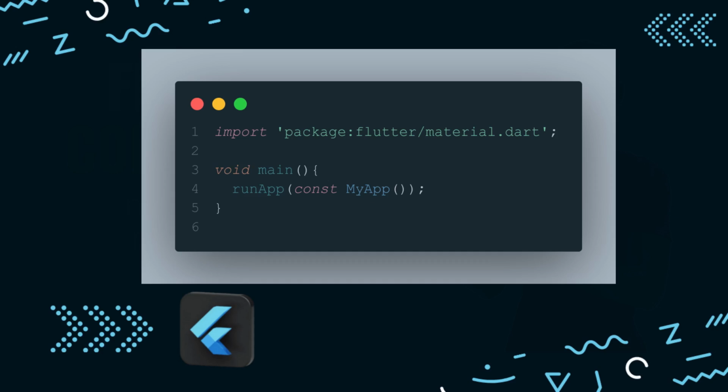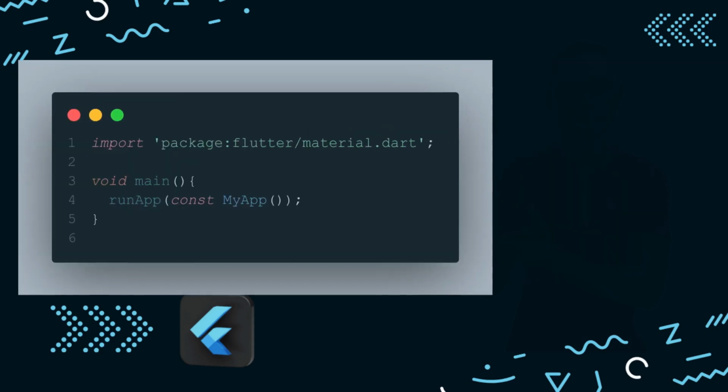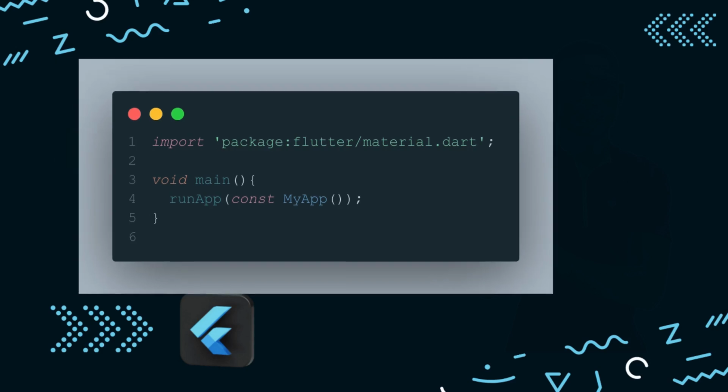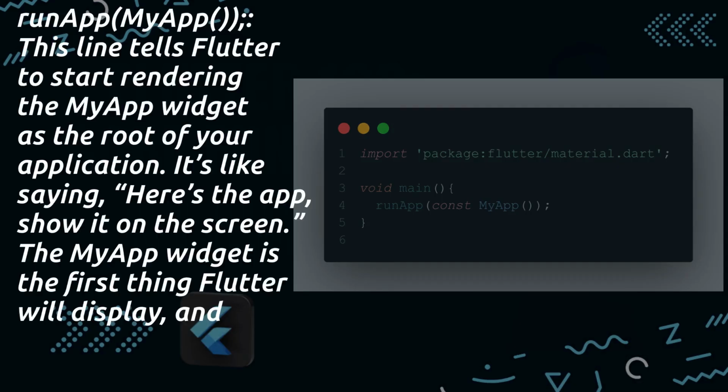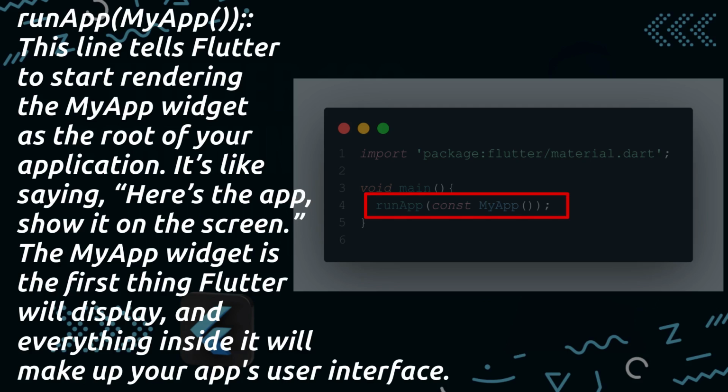Inside main, we call the runApp function, which brings us to the next topic, the runApp function. The runApp function is responsible for taking the widget you give it and making it the root of your app. It's like telling Flutter, this is where my app starts. Render this widget on the screen.